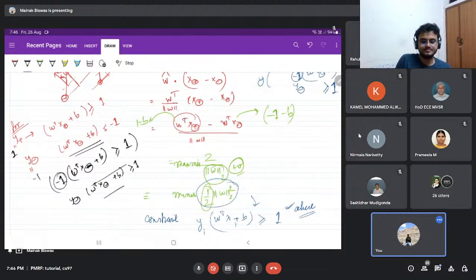Is this okay? Both of these become the same, and here also if you multiply by y plus, this is still the same because it's a positive number. Now is this okay? So for both y plus and y minus, this product will always be greater than 1. Okay?